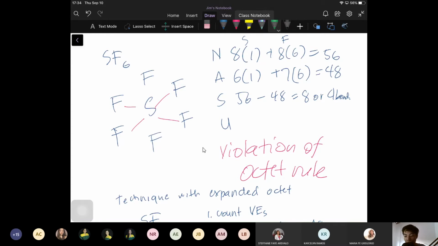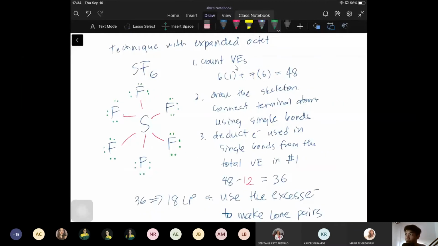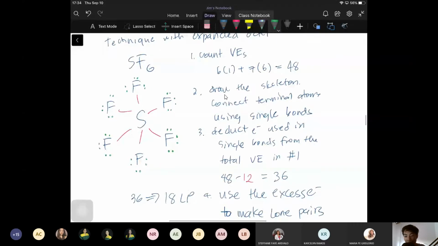Ano yung susundin mo? Itong technique na ginawa natin. So, ano yung meron sa technique na to? Number 1, you just count the valence electrons. I-add mo lang lahat. If may charge yan, include it here. Then, after counting the valence electrons, you draw the skeleton and then you connect the terminal to the central atom using single bonds. Ito yung skeleton natin. Our fluorine is our terminal atoms. Sulfur is the central atom. Then, we connected them all using single bonds.